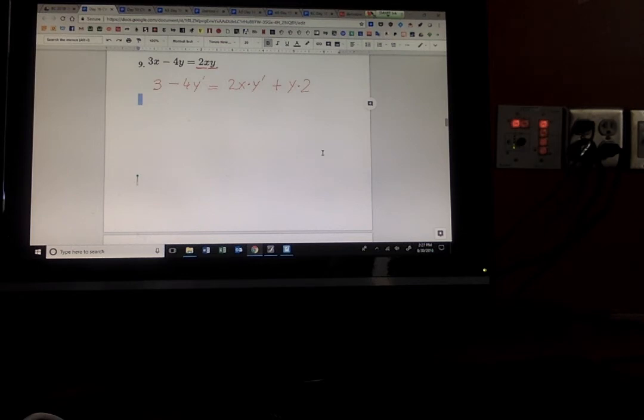Please, rewriting is your friend. Please, don't simplify immediately. Trust me on this. I've taught this enough. If you start solving, you'll get it wrong. So is that 3 minus 4y dash equals 2xy dash plus 2y? It's nicer to look at.